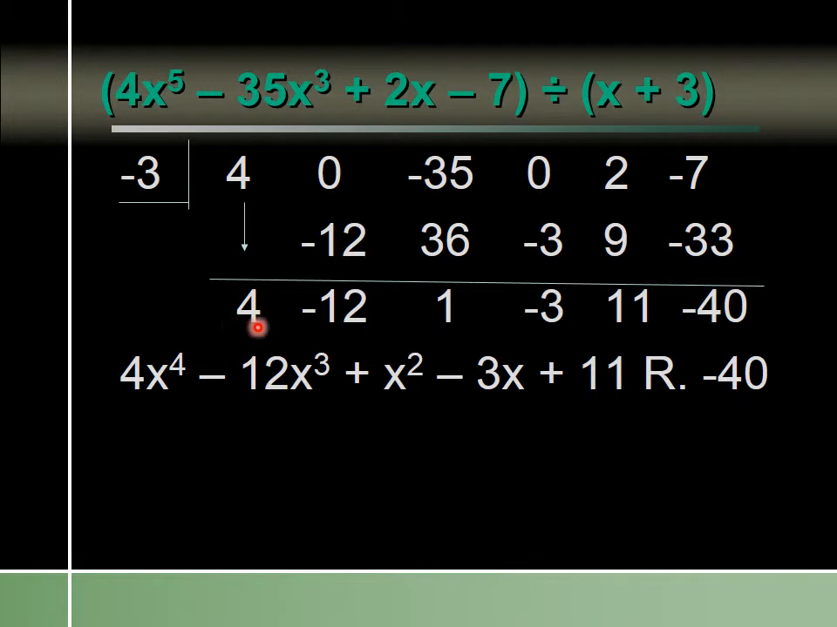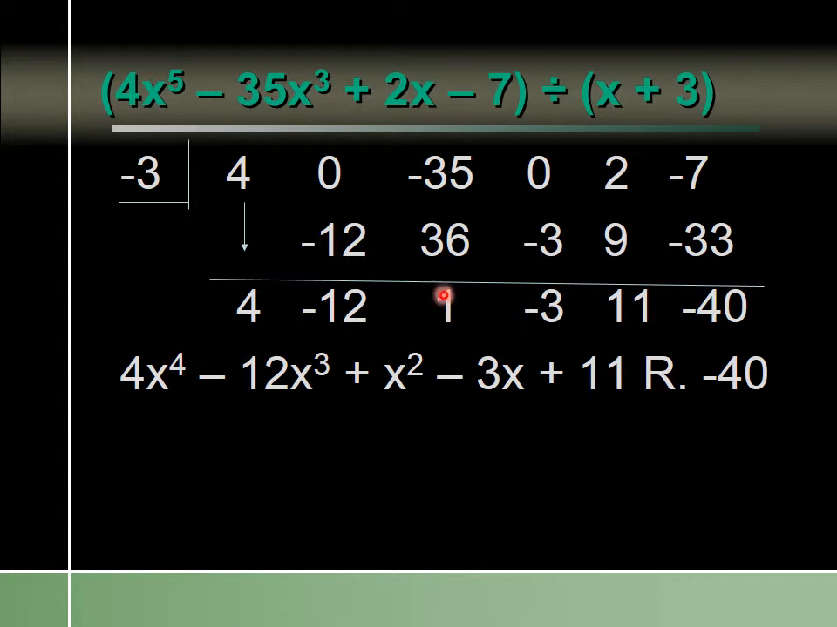I multiply my answer by my a. So negative 3 times 4 is negative 12. And then I add to get a new answer. So 0 minus 12 is negative 12. I take my answer and I multiply it by a. So negative 3 times negative 12 is positive 36. And I add that to get my new answer. Negative 35 plus 36 is 1.